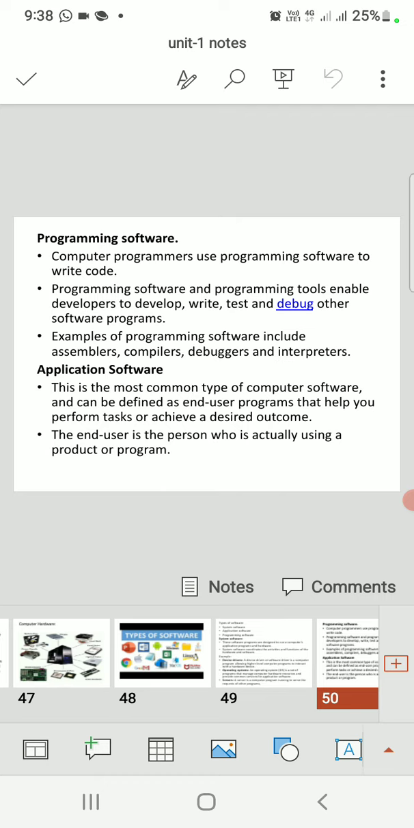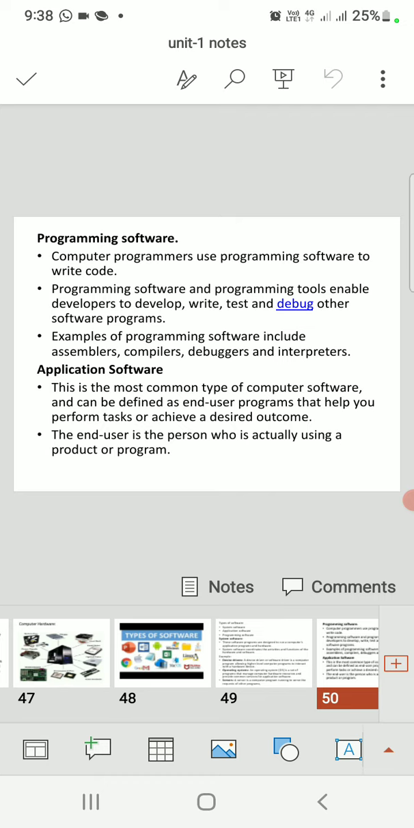The next one is called programming software. It is used only to run the programs. Software programming tools enable developers to develop, write, test and debug the software programs, and include assemblers, compilers, debuggers and interpreters.